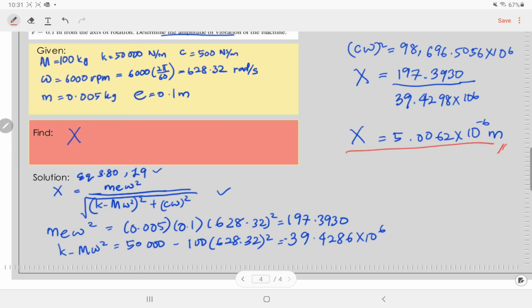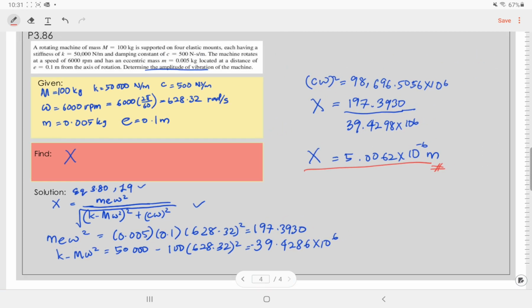So you have the final answer here. It's fairly easy because in this case you have all the variables given, and they're just asking for the amplitude of vibration. Maybe we'll see you again in another example problem.